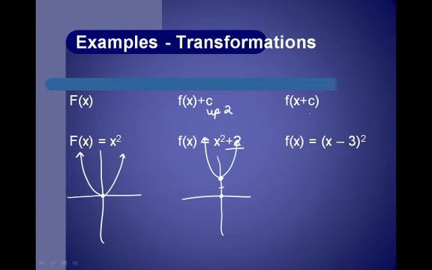Now this third one, if it's x plus c in parentheses, that tells you it's a horizontal shift. If it's a plus c in parentheses, it goes to the left.